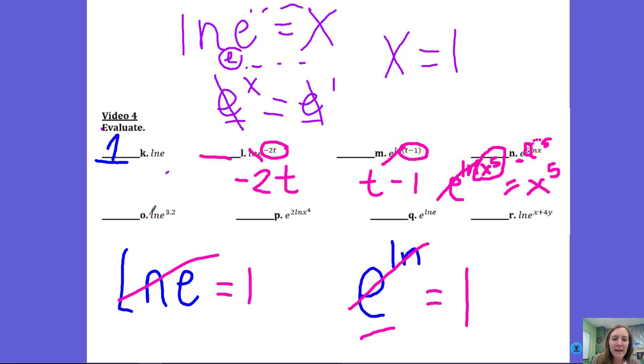Next one here, ln, e right next to each other, nice and easy. My answer is whatever's left over, 3.2.